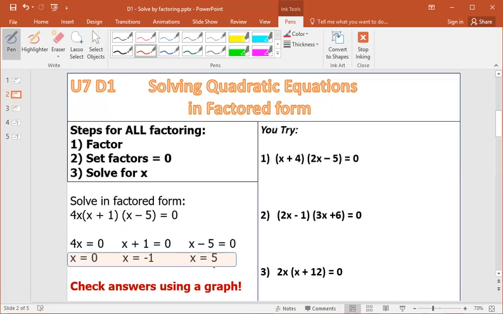Okay? All right. If I wanted to know if that was right, I could actually graph this in Desmos. So check your answers using a graph. Graph it in Desmos. We are looking for the x-intercepts here.